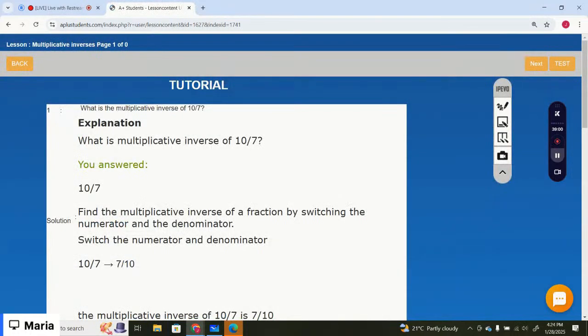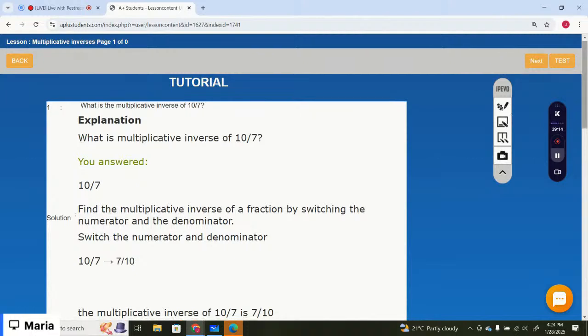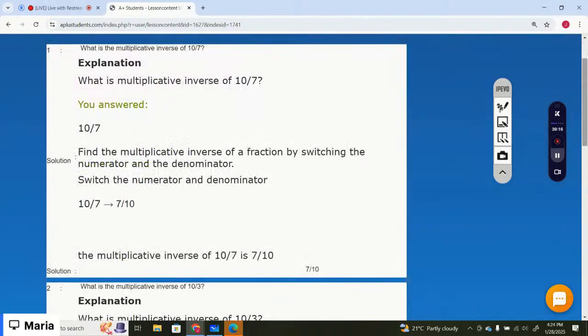What is the multiplicative inverse of 10 over 7? To find the multiplicative inverse of a fraction, we have to switch the numerator and denominator. So the multiplicative inverse of 10 by 7 is 7 over 10. You just have to switch the numerator and denominator.